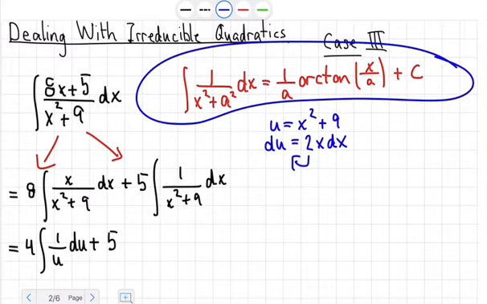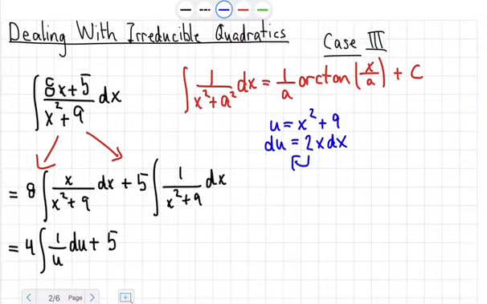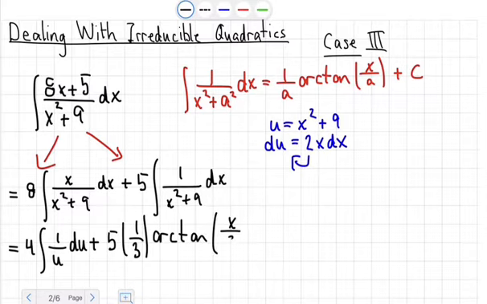And in the second integral, we can leave the 5 alone, but again, remembering how this rule works, we know that for a equal to 3, this is now going to be 1 over 3 arctan of x over 3, and that's the antiderivative for that second integral. So now all that remains is to go back to the first one. We have 1 over u, and we know the antiderivative there will just be a logarithm.